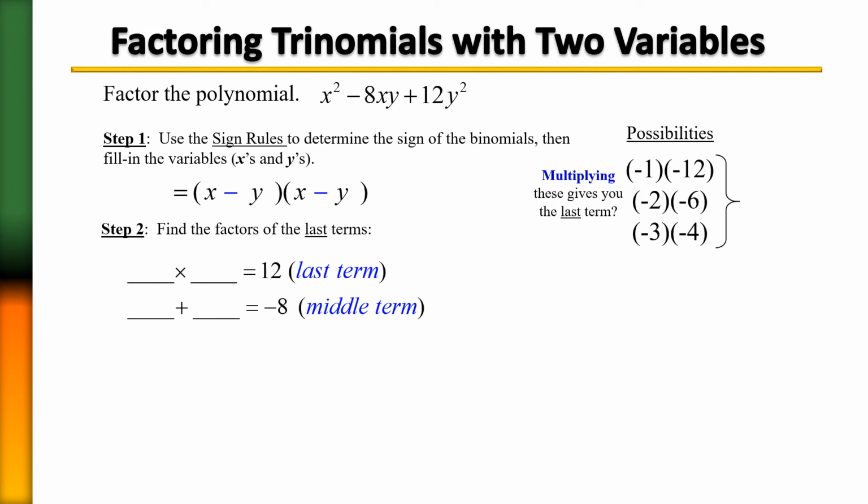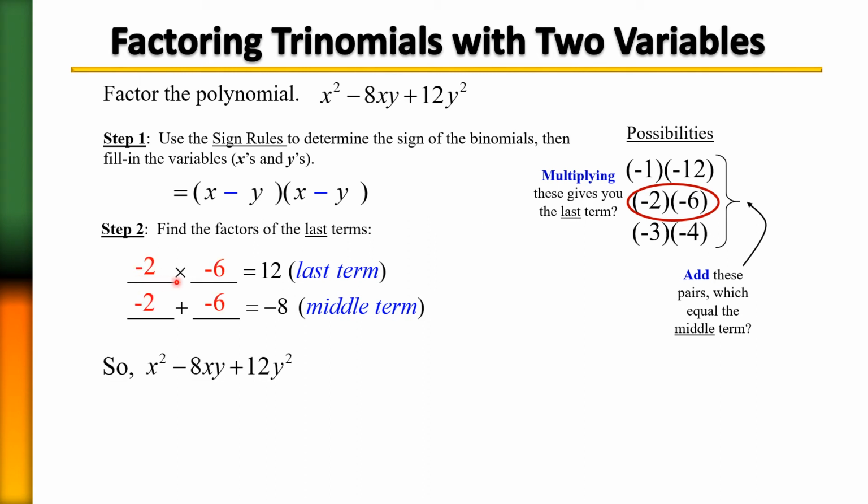I'm looking for a pair of numbers. When I add them, it's going to equal the middle term. When I multiply them, it's going to equal the last term. Can you think of which pair it is? Okay, did you say the second possibility here, which is a negative 2 and a negative 6? Well, let's plug those in and see if they really work.